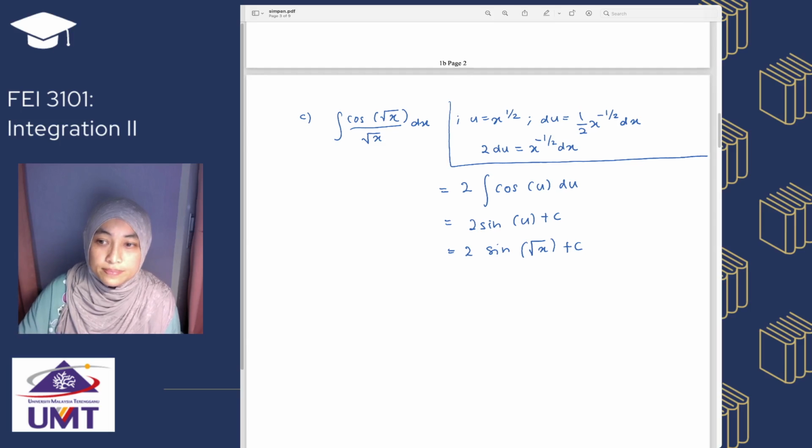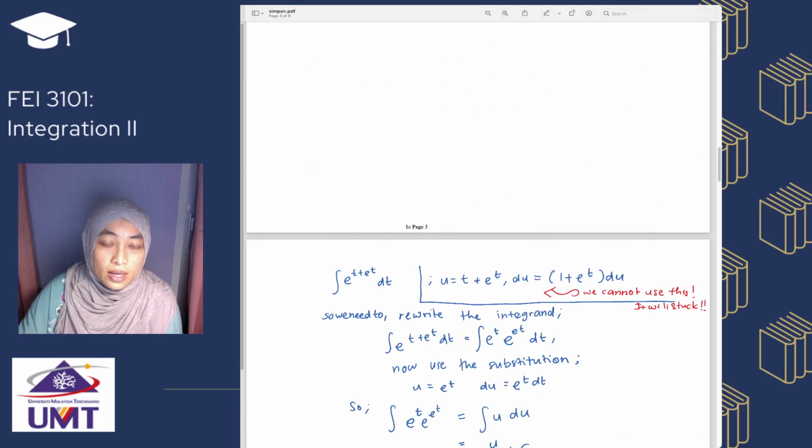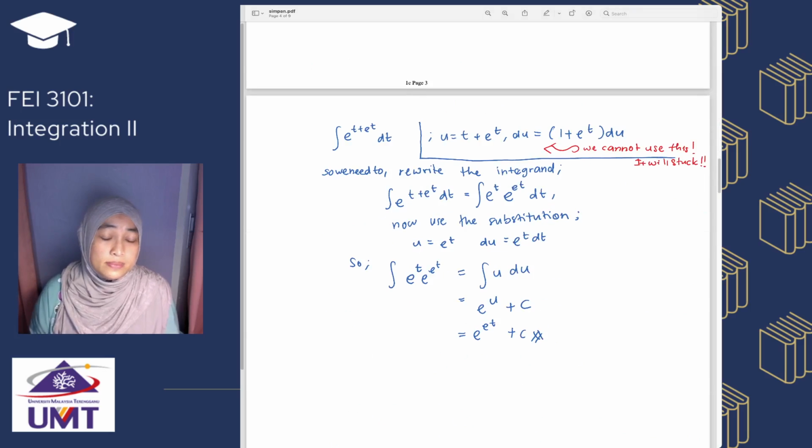And the last one is the integration of e to the power of t plus e to the power of t dt. Now usually students will let u equal t to the power of e to the power of t, and then du is 1 plus e to the power of t du. So we cannot use this because this is not the same, right?